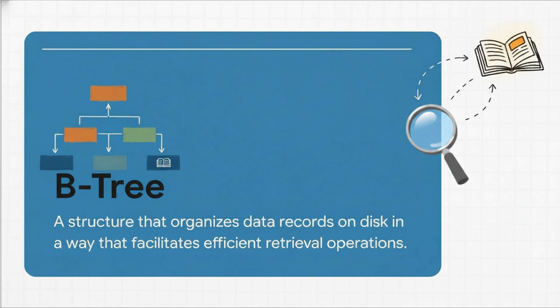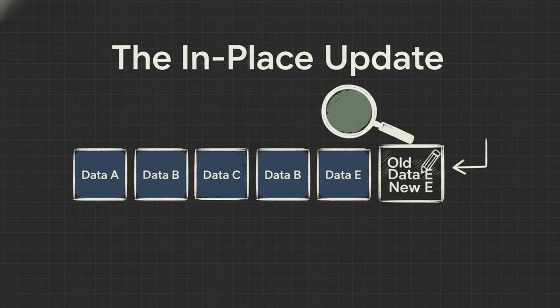Because everything is so neatly organized, the database can navigate from the top of the tree, the root, all the way down to the leaf that holds your specific piece of data incredibly fast. It's just like using the index in the back of a textbook to find exactly the page you need.